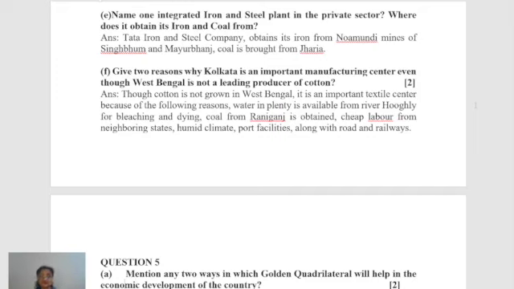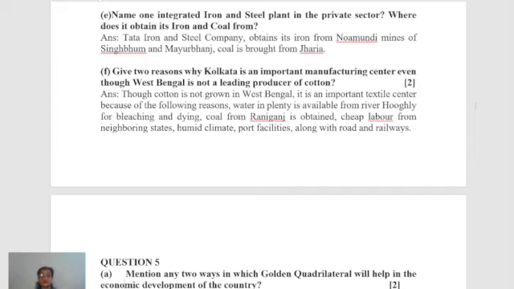So why is the fresh water required? For bleaching, dyeing, and many such processing stages, a lot of fresh water is required at different stages. So for that, fresh water is available in large amount. Number two, coal is required. So coal we are getting from Raniganj, very close to Kolkata.